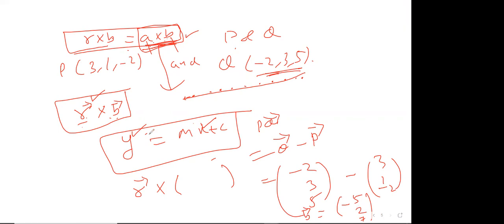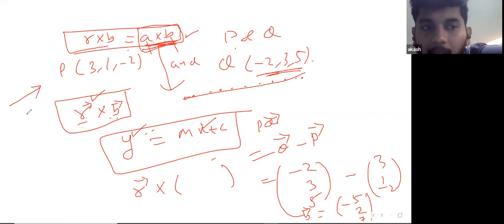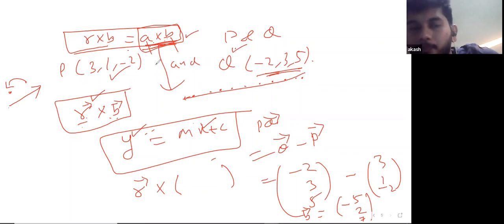The b vector is the parallel vector. So if two points are given, you always have to subtract one point from the other. That would be the b vector. And the a vector can be anything, P or Q, no issue. We solve again.